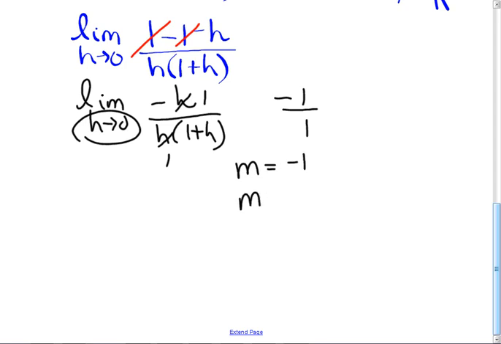My slope of my normal then is what? What's the opposite reciprocal of negative 1? Positive 1. And can you write the equations of the tangent lines? I will not assume that you can, but can you?